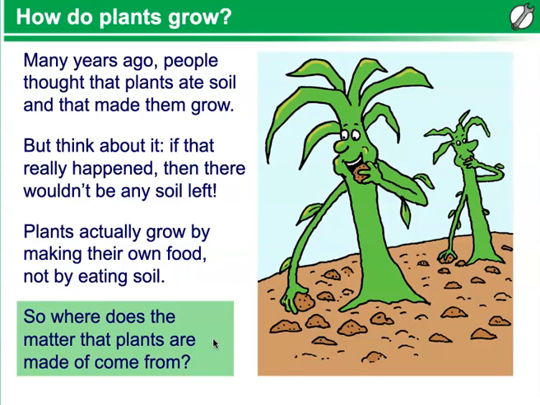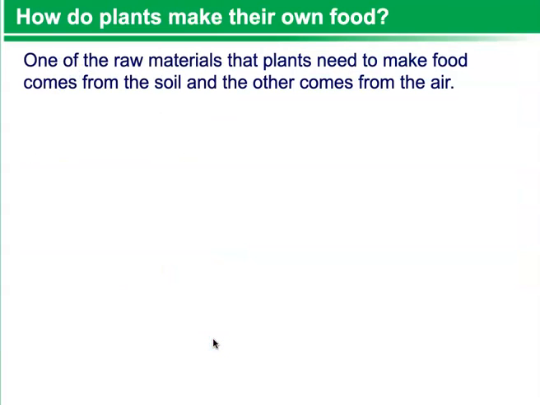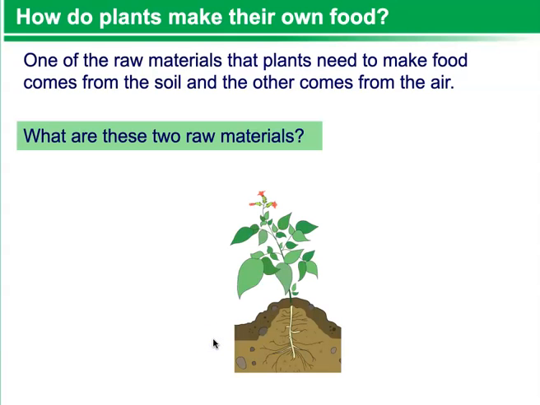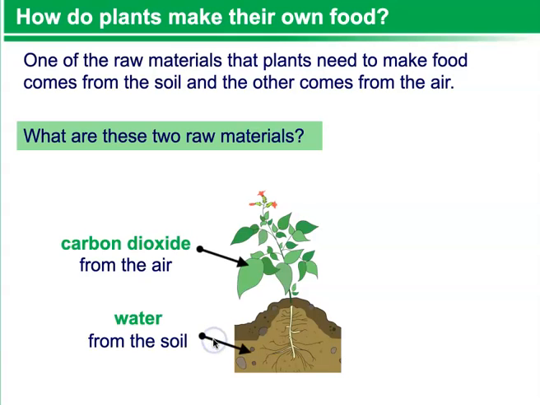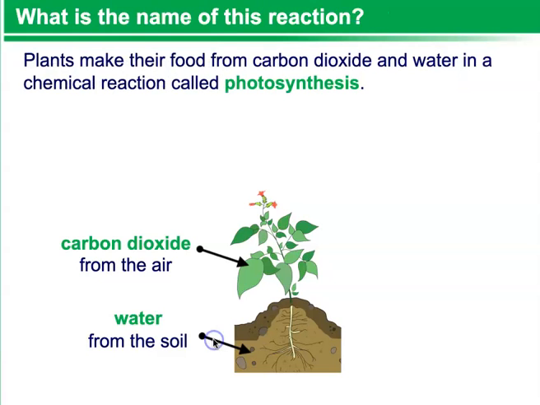So where does the matter that plants are made of come from? How do plants make their own food? One of the raw materials that plants need to make food comes from the soil, and the other comes from the air. So what are these two raw materials that are needed? The first is carbon dioxide from the air, and the second is water from the soil. Plants make their own food from carbon dioxide and water in a chemical reaction that we call photosynthesis.